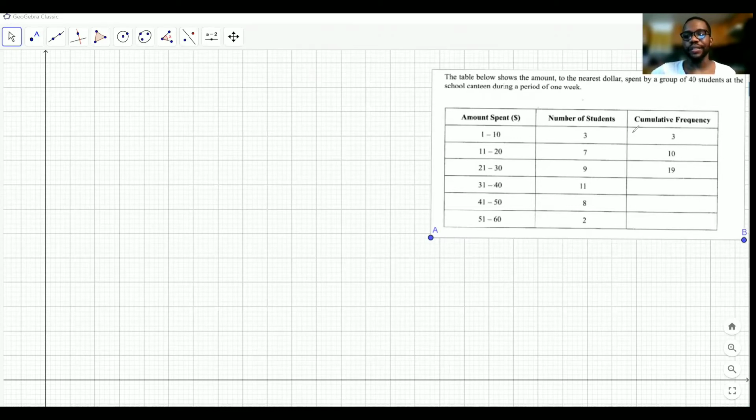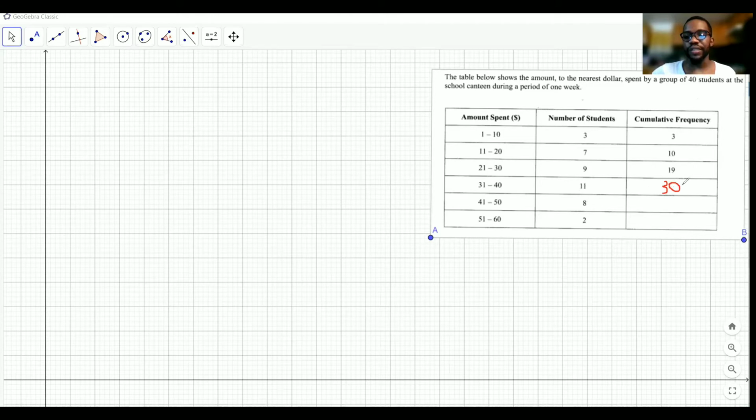How do we come by this? As the word suggests, we accumulate the frequency. So we start off with the frequency, which is 3. We have 3 over here. Then to get 10, we go 3 plus 7 is 10. To get 19, the 10 that we have here, we add it to the next frequency, which is 9, and we get 19. To get my next cumulative frequency, it's going to be 19 plus the frequency that comes after, 19 plus 11, which is going to give me 30.